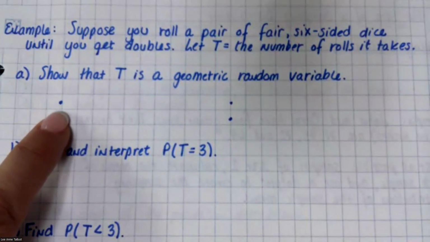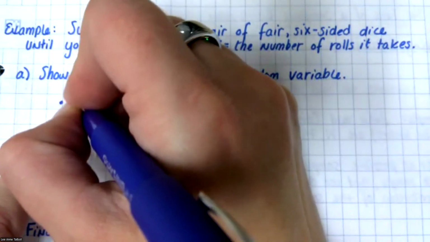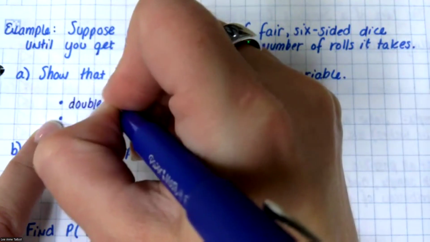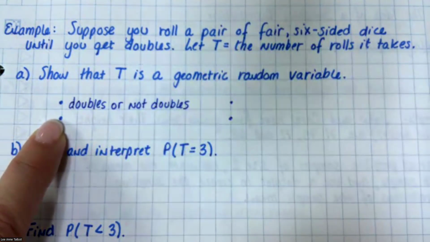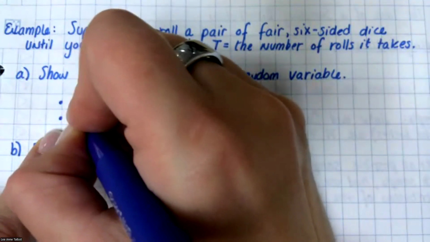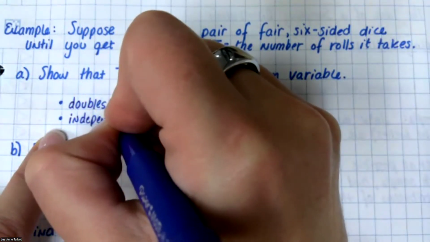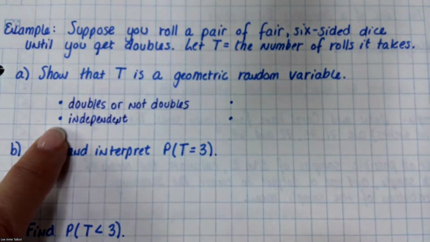All right. So success or failure. Doubles or not doubles, right? Okay. Are rolls of dice independent? Yes. And if you're sitting there wondering why everybody is so confident about that, it's because when you roll a dice and then you roll it again, all of your options are still open no matter what you rolled before.